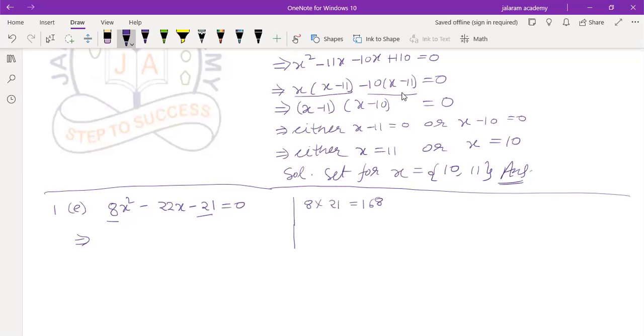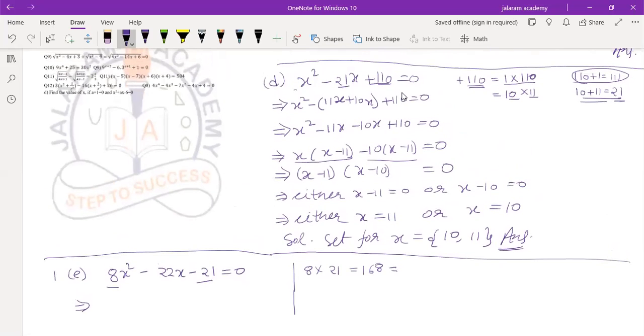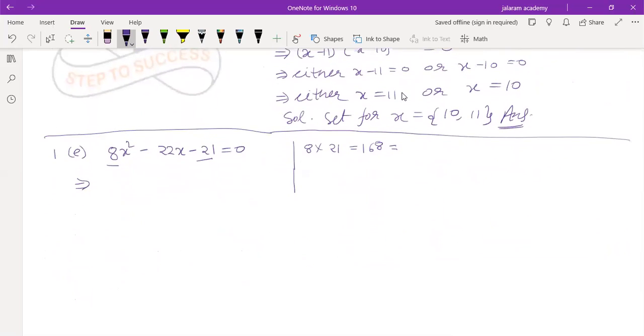So what should we do now? Find the factors of 168 so that their difference should be 22, not their sum. Their difference only. This is minus 168. When it is plus 110, like in the previous question, find only the sum. When the product is 1 into 110, it is positive, so we have to find the factors whose sum is the coefficient. When the product is minus 168, as it is minus 21, we have to find the factors such that their difference is 22. Is that clear to you?